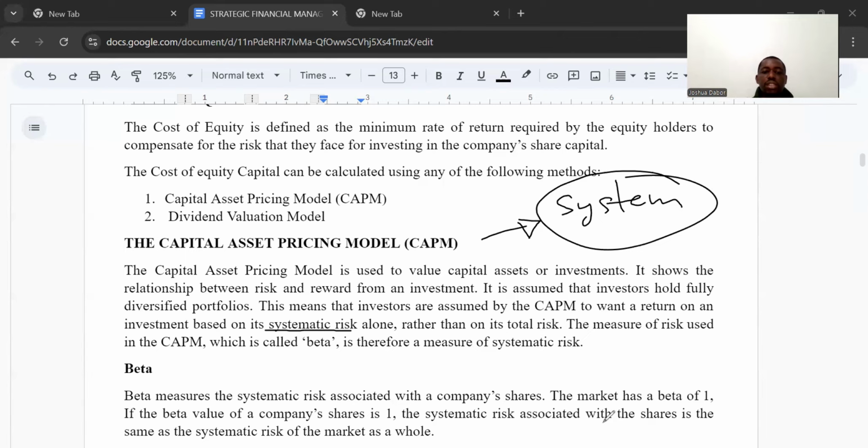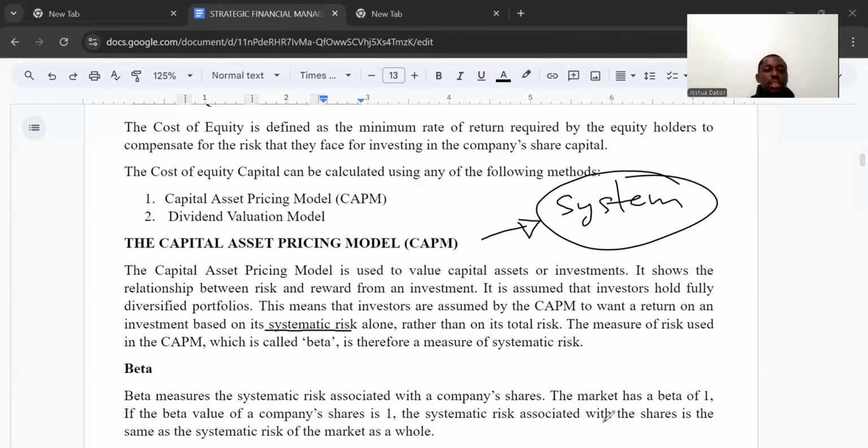So the measure of risk that is used in the CAPM is called what? The beta. So it is the beta factor that will determine the level of risk in an investment. And it is that same beta factor that will determine what the return on a particular investment will be.